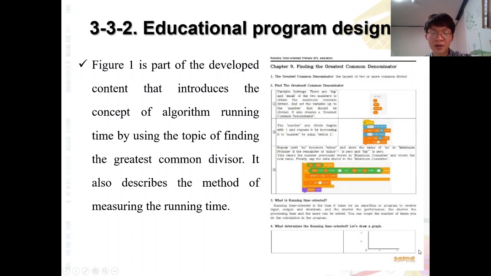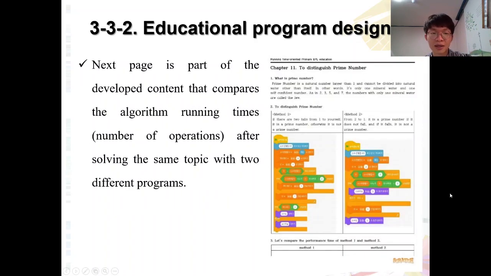This Figure 1 is a part of the developed content, which introduced the concept of algorithm running time by using the topic of finding the greatest common divisor. It also described the method of measuring running time. The next page is a part of the developed content that compares the algorithm running time, or number of operations, after solving the same topic with two different programs.